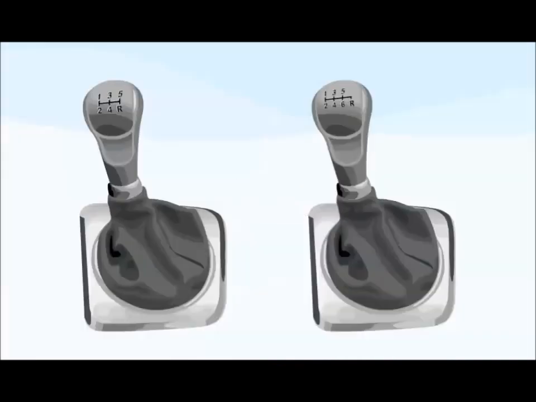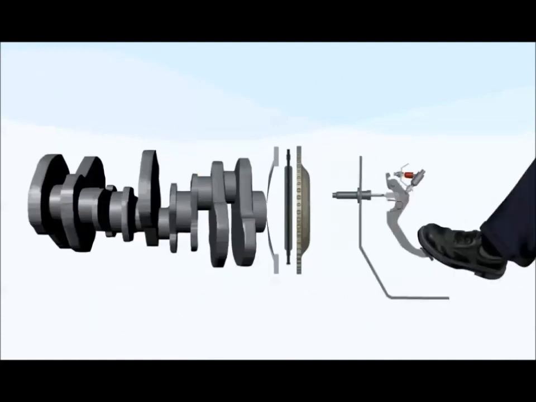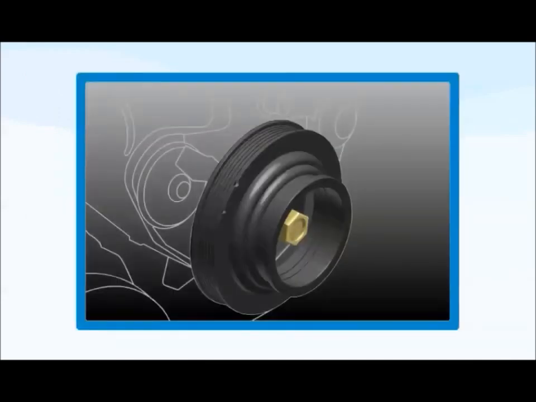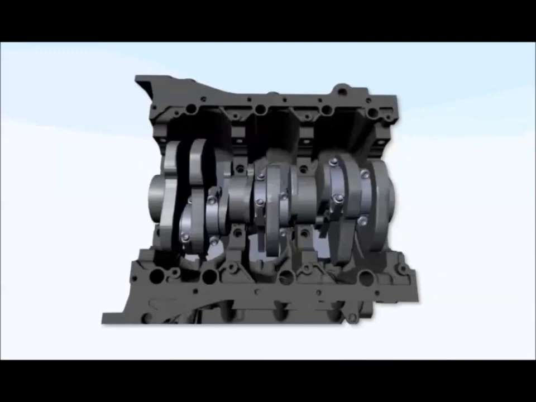On vehicles with manual transmissions, clutch pressure may accelerate thrust-bearing wear. To check for this problem, press the clutch pedal while watching the crankshaft pulley. If you see any movement, remove the oil pan and inspect the crankshaft thrust-bearing clearance. In some cases, you can replace excessively worn thrust-bearing surfaces without engine removal.